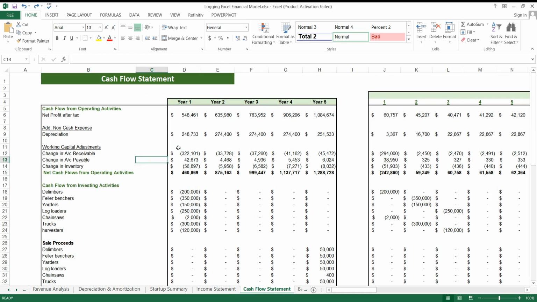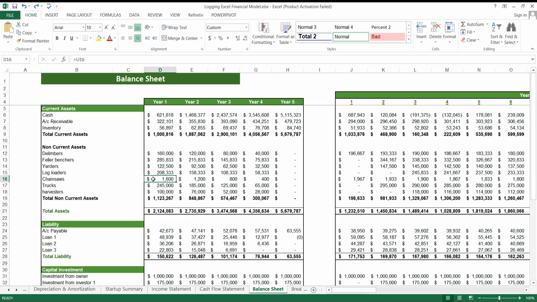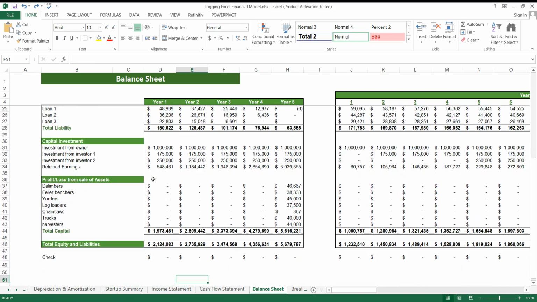This sheet is used to predict all the cash ins and cash outs of the company. Moving on, we have the balance sheet. This sheet shows all the assets that are owned by the company and the equities and liabilities that are owed by the business.